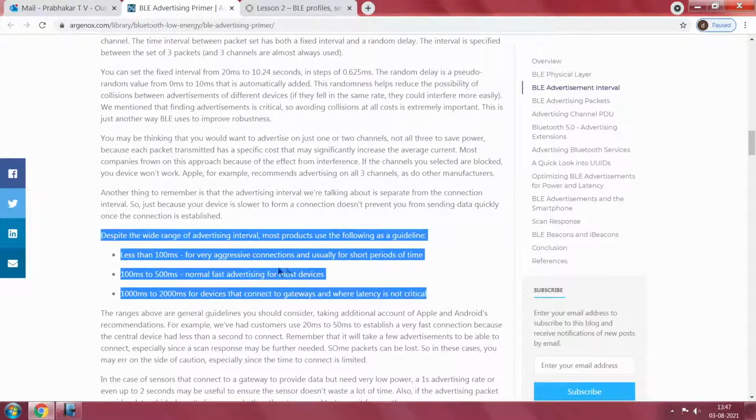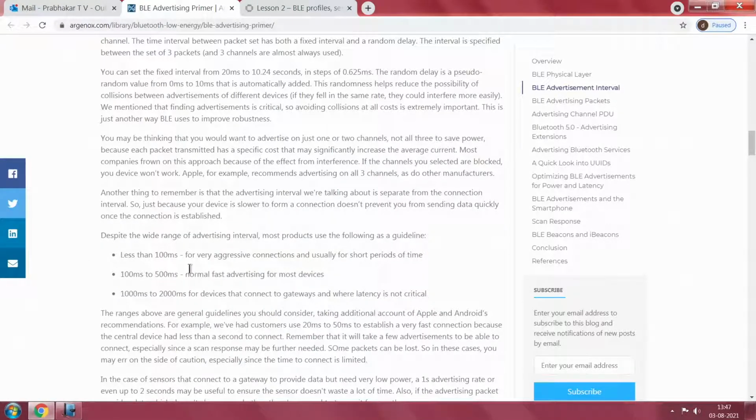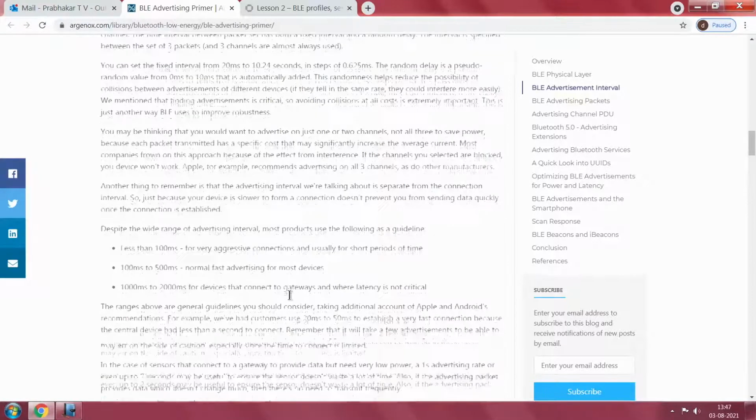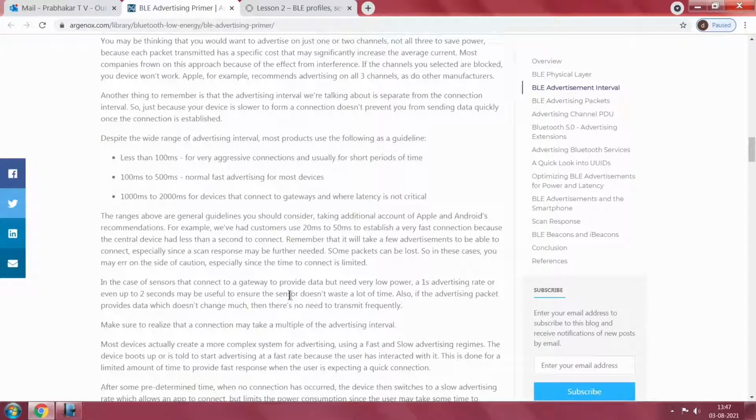Okay. What it says is, if you configure the advertisement interval to less than 100 milliseconds, it becomes very aggressive for connections, and usually for short periods of time you may want to do that. 100 to 500 is normal fast advertising for most devices, and 1 second to 2 seconds for devices that connect to gateways and where latency is not critical. Okay, 1000 milliseconds to 2000 milliseconds. This is just a number folks. You can use these numbers for mapping it into your own requirement and accordingly configure the advertisement interval using the tools that are available for your embedded node.